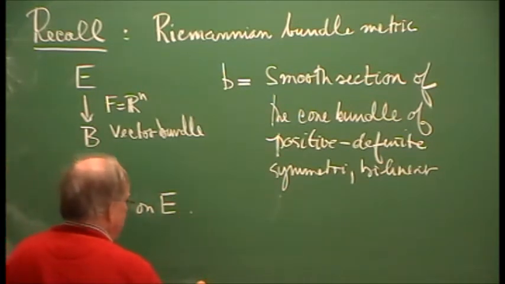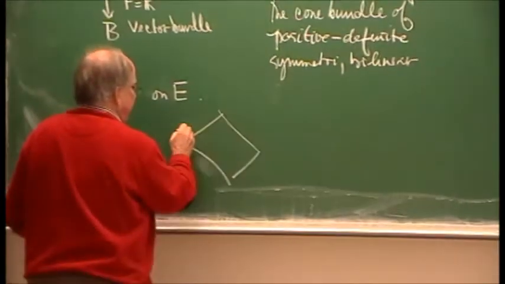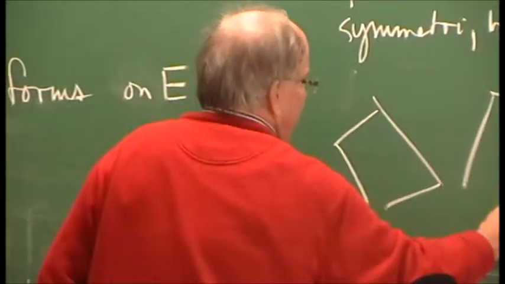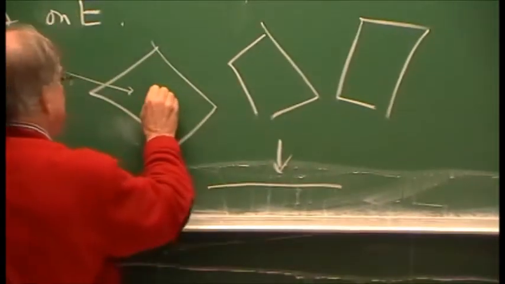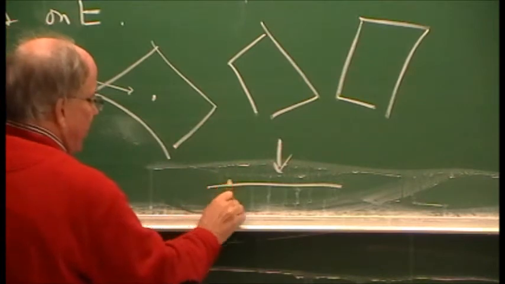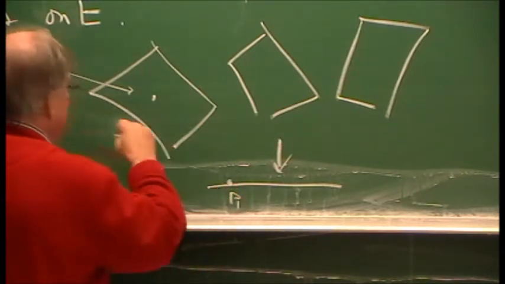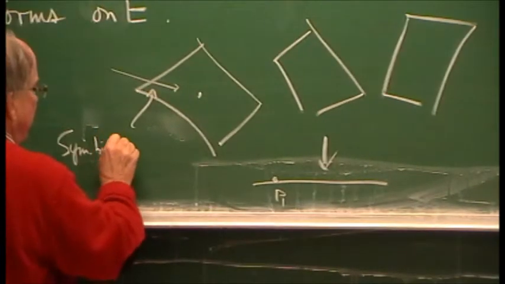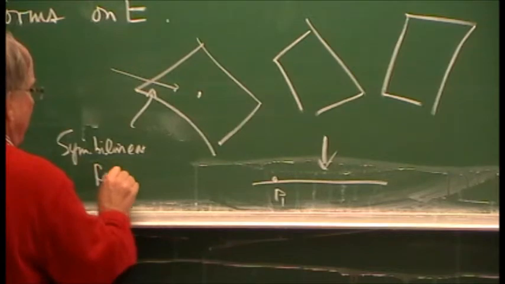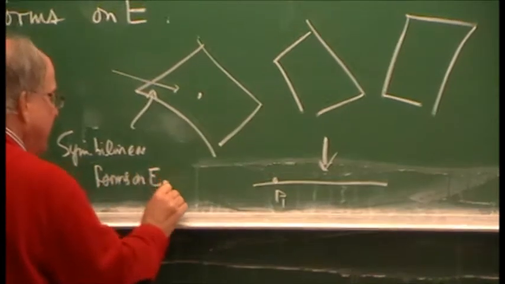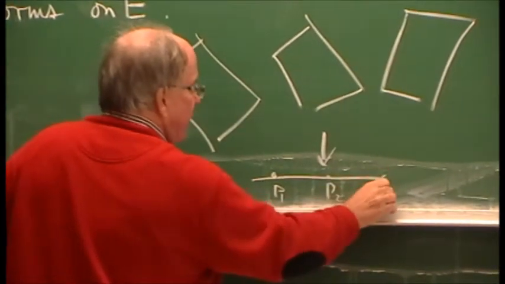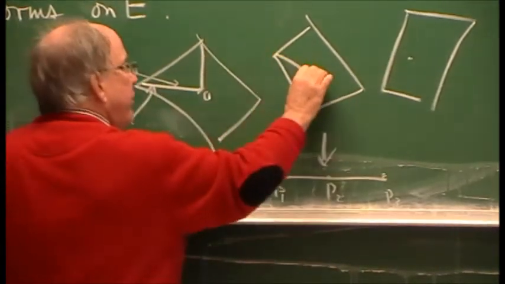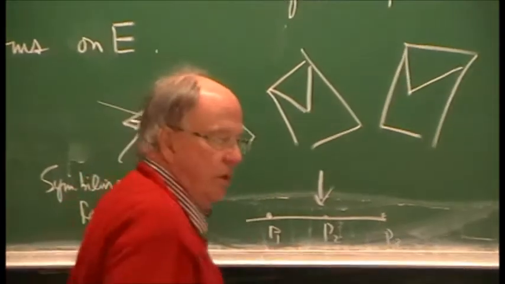And I drew a picture of this for you. We have these spaces of symmetric bilinear forms. So you should think of this as a moving space of symmetric bilinear forms over the base. So this is symmetric bilinear forms over a point P1, let's say, the symmetric bilinear forms on the fiber E_P1, and the similar thing for P2, and for P3. Of course, you have this trivial form, 0, but you have everywhere in every fiber the positive definite forms. This is a well-defined notion.